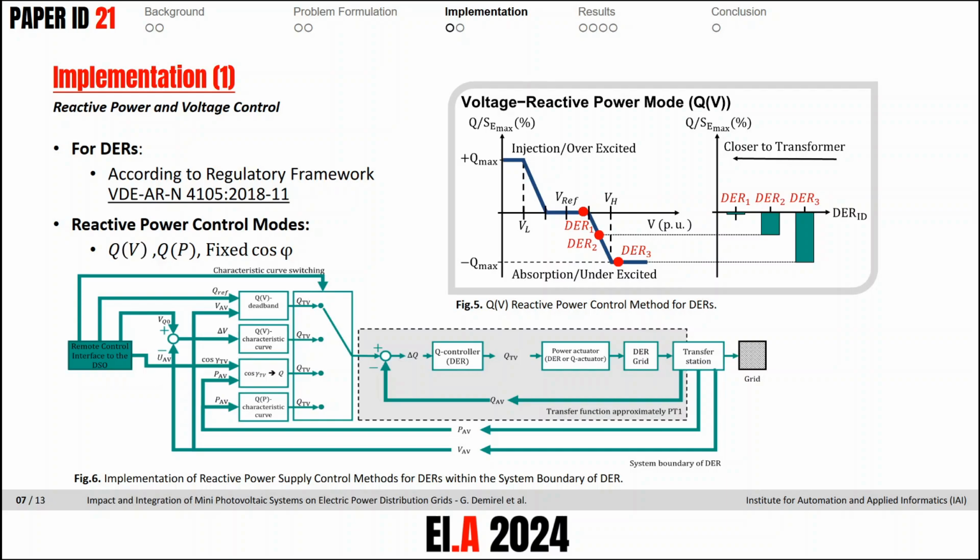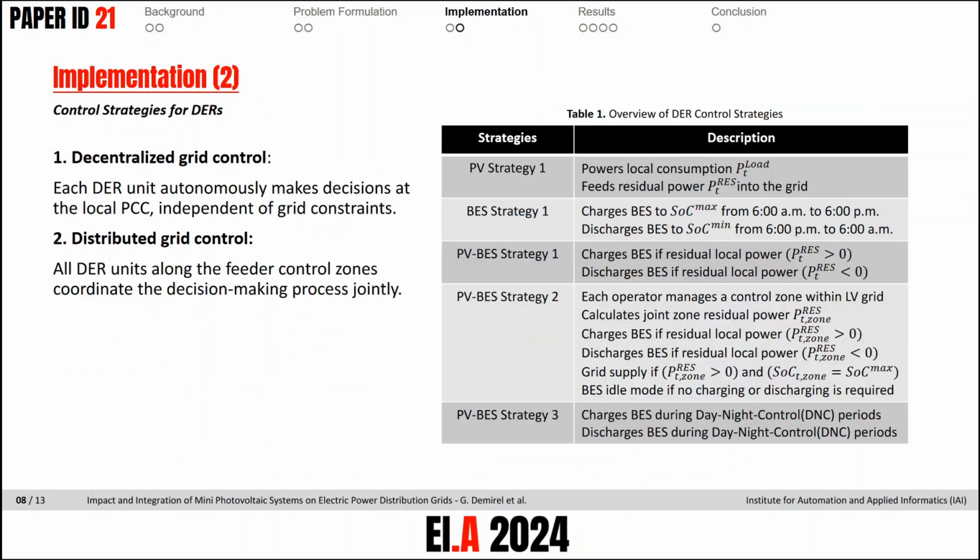Let's move on to the second implementation slide. To improve efficiency, we consider two control strategies for PV, BESS, and combined PV BESS systems. First, decentralized control. Each DER unit makes its own decisions locally. Second, distributed control. All DER units work together to make decisions. On the right, Table 1 provides an overview of specific DER control strategies.